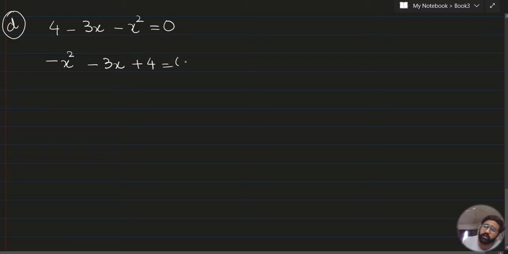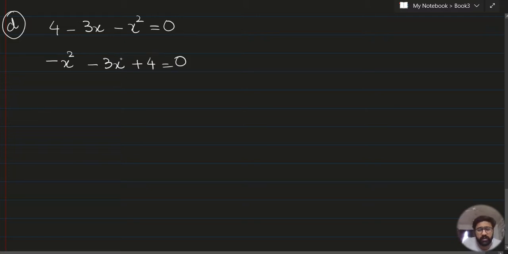Part D states 4 minus 3x minus x square is equal to 0. Now first of all, let's arrange our equation in a quadratic form such that the square term is first, then the linear term x, and then the simple number. It is going to become x square minus 3x plus 4 equal to 0.